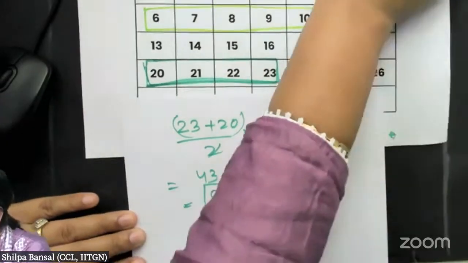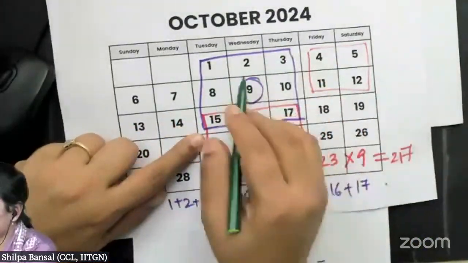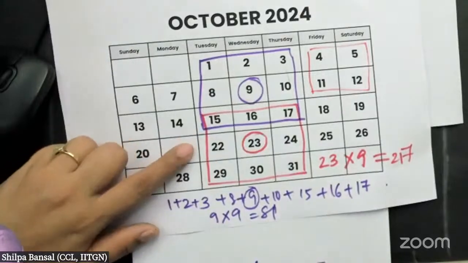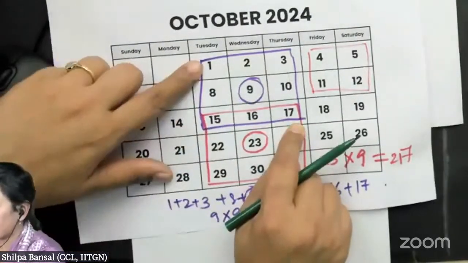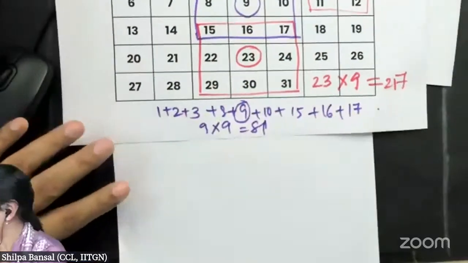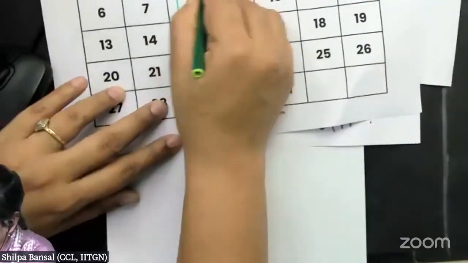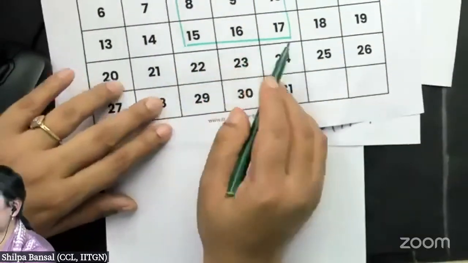Here also, if you see, we can check anything. If you take 1, 2, 3, 8, 9, 10, which we took earlier, here also it is the same thing. You can do it with any of these also. Let me take one more. If I take the previous, here also it applies.